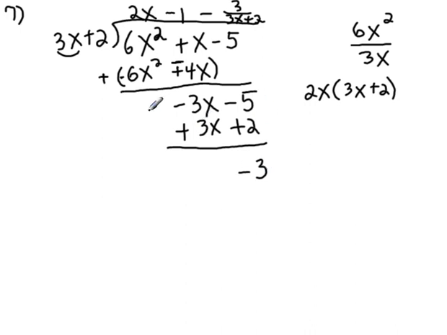I got negative 3. Since 3x does not divide into negative 3, I have finished that problem. I just need to write down my total answer. I take that number and put it over my divisor, minus 3 over 3x plus 2. If this had been a positive 3, I would have put plus 3 over 3x plus 2. And that's your final answer.